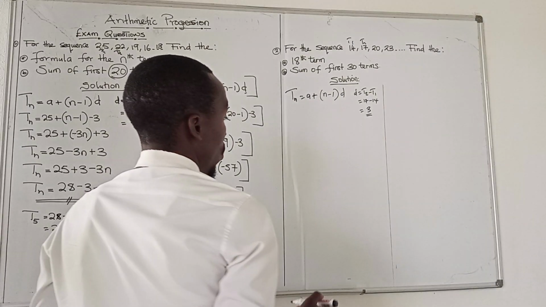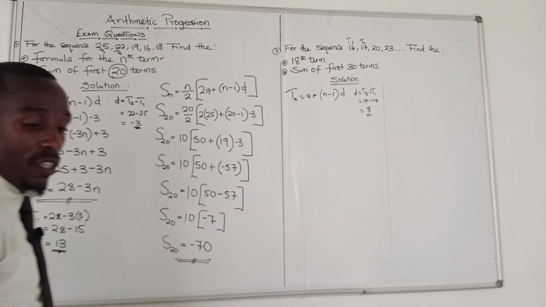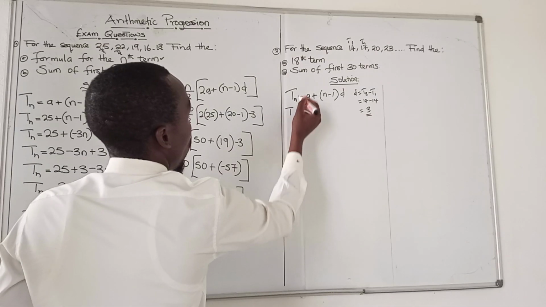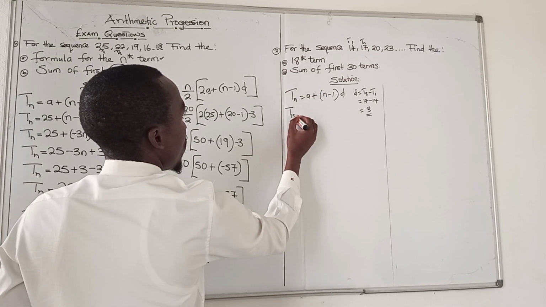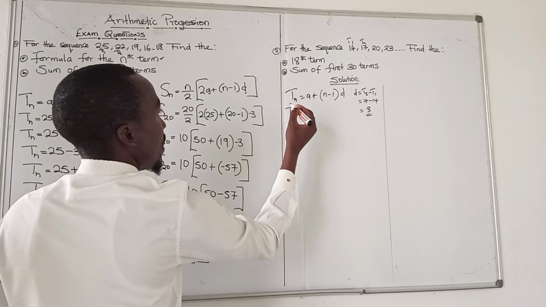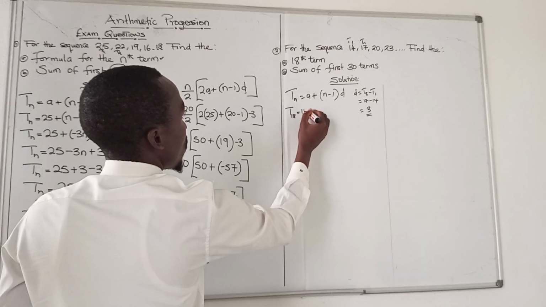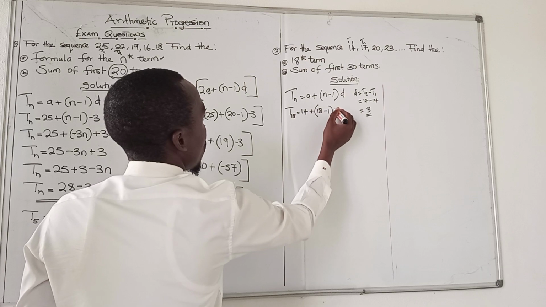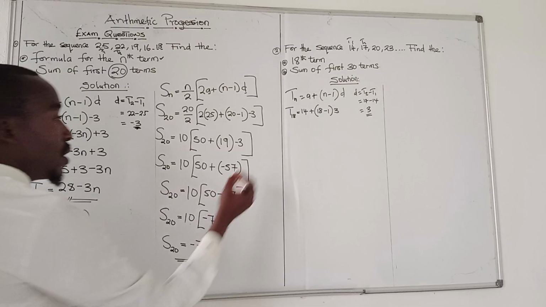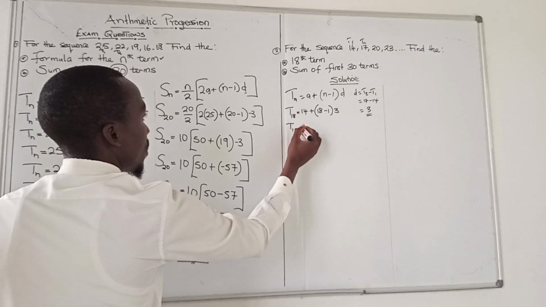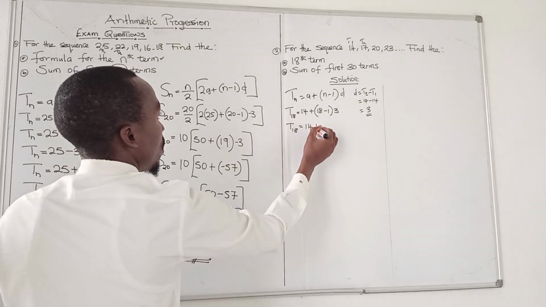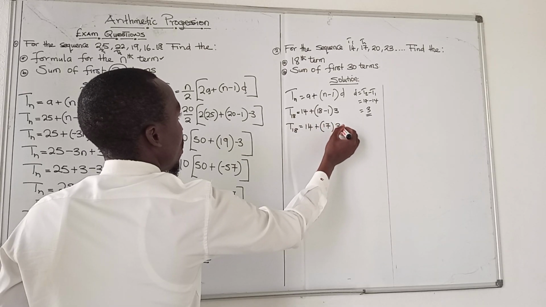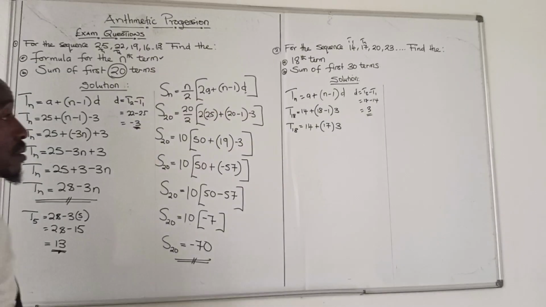So from there now, we're going to replace in the formula. Where there's a t, where there's n, we put the 18, because we're finding the 18th term. So the first term is 14 plus 18 minus 1, and the 3 there. Our next step will be 14 plus, from 18 you take away 1, remain with 17, and you have your 3 there.